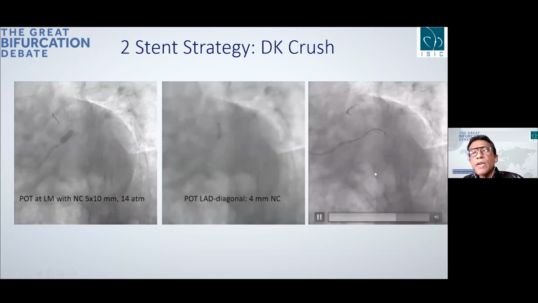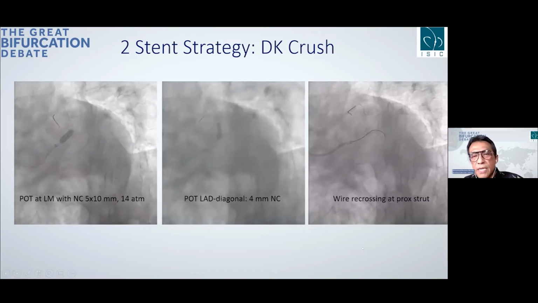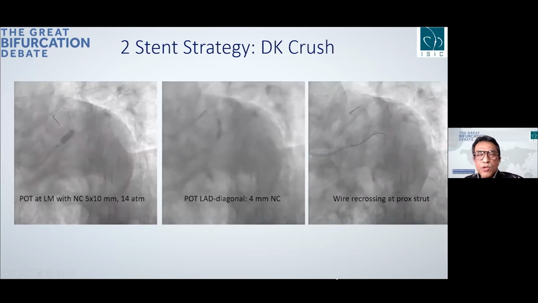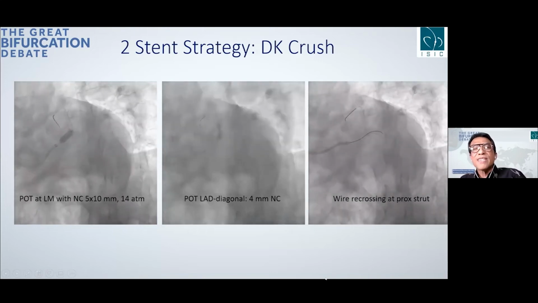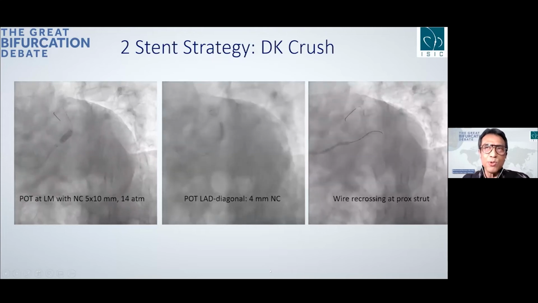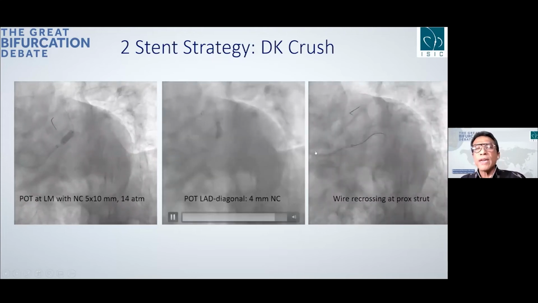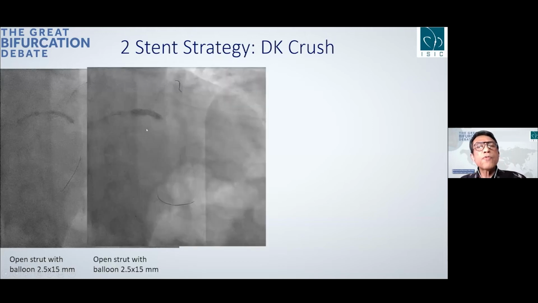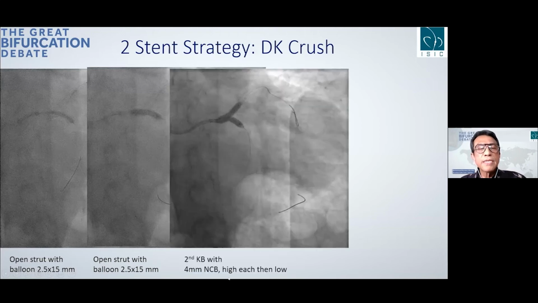And then you can see here the crossing of the second wire, not at the proximal but mid of the strut. Of course, with 3D OCT, it can be known exactly where the wire is crossing. So then we open the strut at circumflex with the 2.5. Then open up with 4 millimeters. Sorry, this is not 2.5, but 4 millimeters. Then there is a second kissing balloon with the NC balloon.